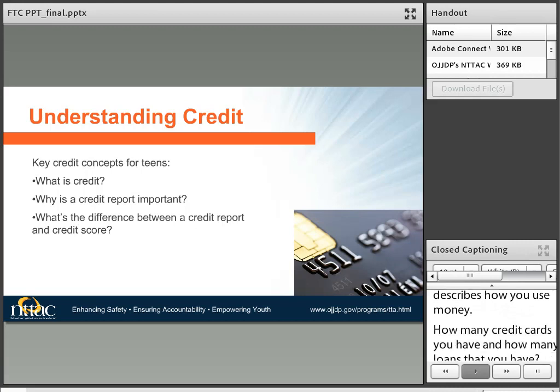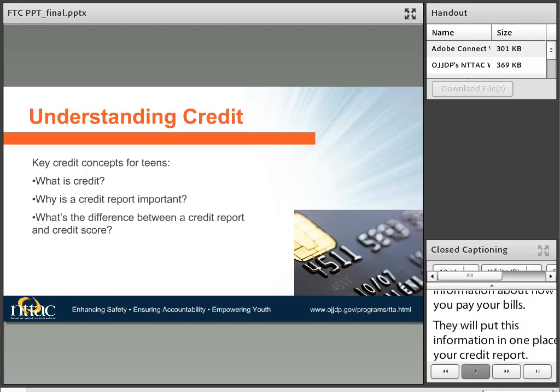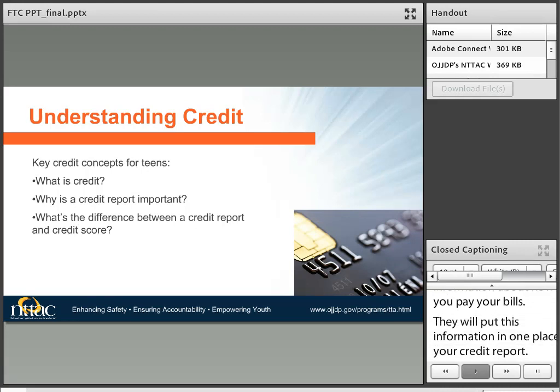Companies may also collect information about how you pay your bills, and they'll put all this information in one place in your credit report. So your credit report is a summary of your credit history. It lists your name, your address, your social security number, your credit cards, your loans, how much money you owe, and if you pay your bills on time or late. And businesses want to know about you before they lend you money.